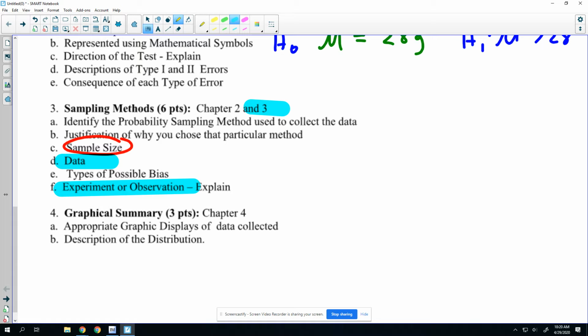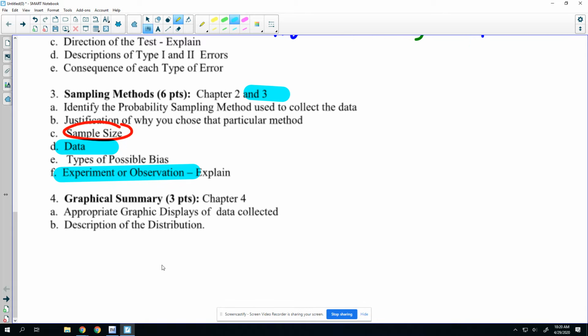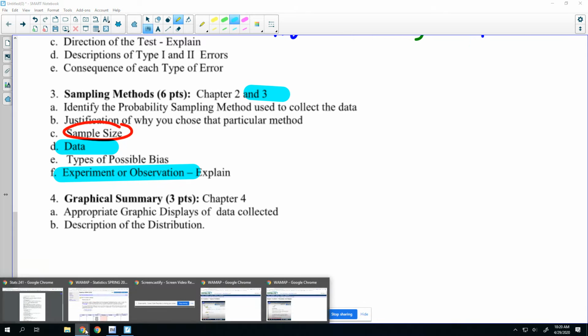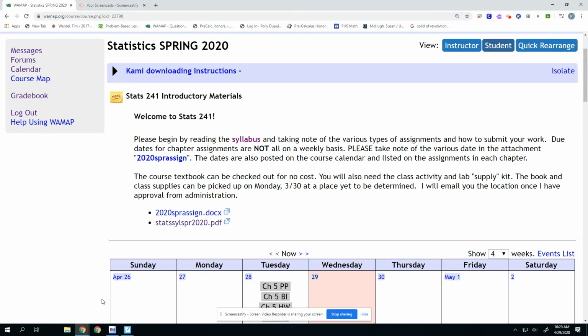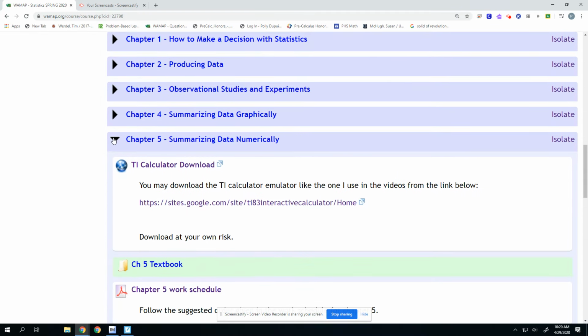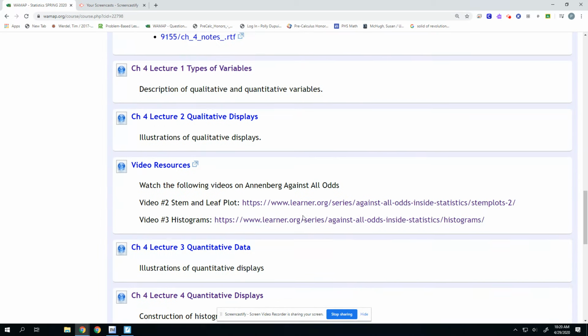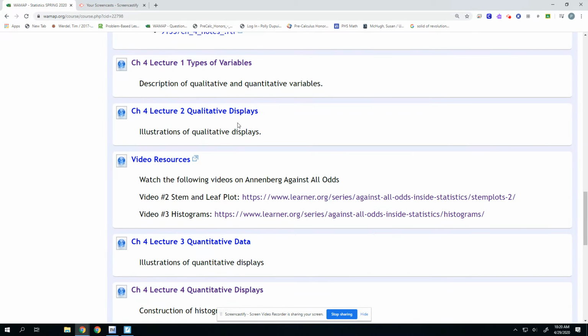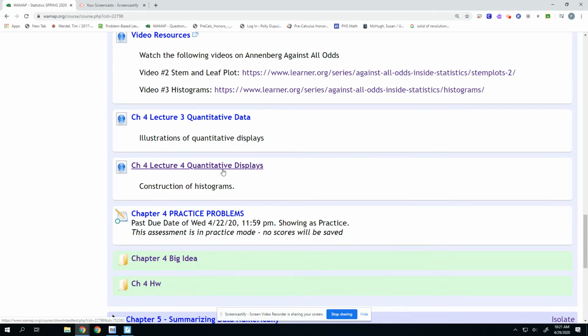Graphical summary. This was a huge struggle for many of you. Okay, so it looks like I need to look at chapter 4. So I'm going to call up chapter 4. Let's see what chapter 4 tells me. So if I go into chapter 4, and I'm looking for the types of display. Let's see, qualitative displays. None of your data is qualitative, so ignore that lecture. Quantitative display and quantitative data.